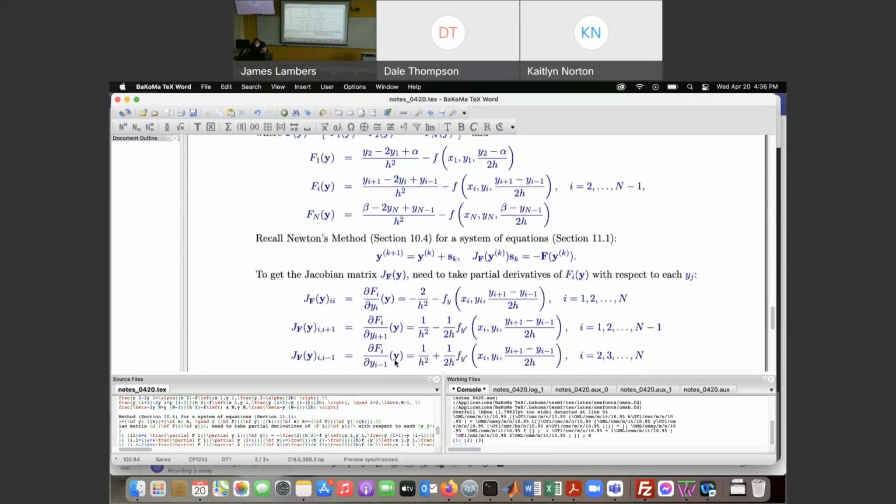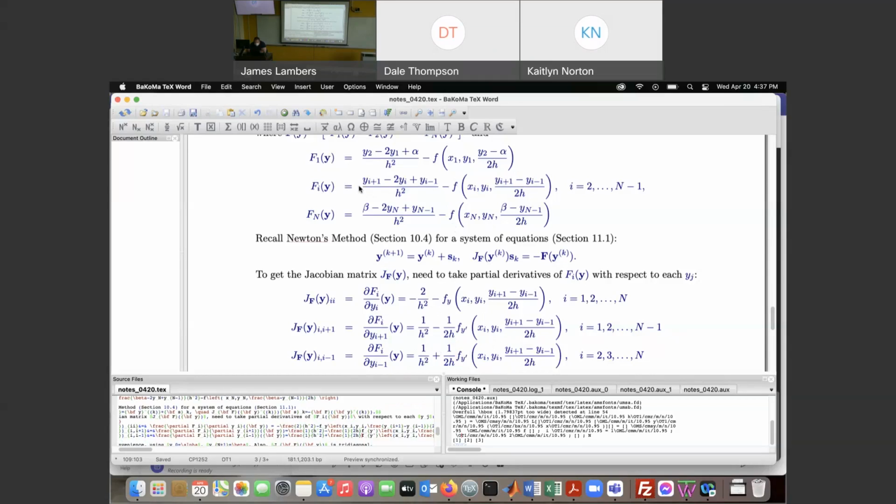And then similarly, if I take the derivative of this with respect to yi minus 1, I'll get a 1 over h squared from here, minus partial of f with respect to y prime, and then multiplied by minus 1 over 2h. That leads to this plus 1 over 2h down here. These are the subdiagonal entries of my Jacobian. And if I take the derivative of these with respect to any other y, I would get 0, because no other element of y appears in this function.